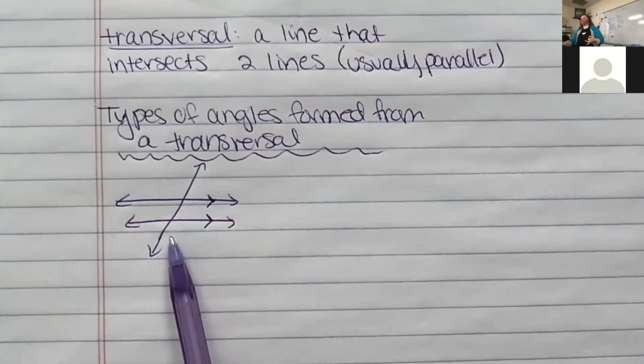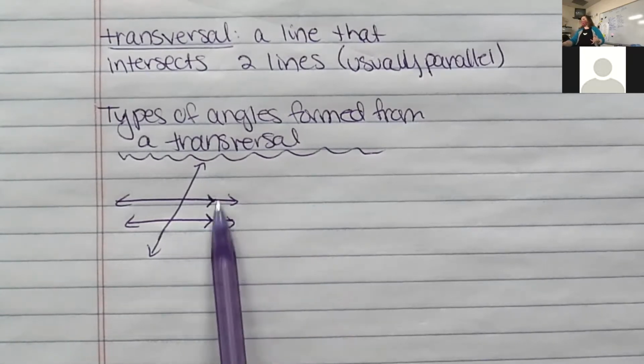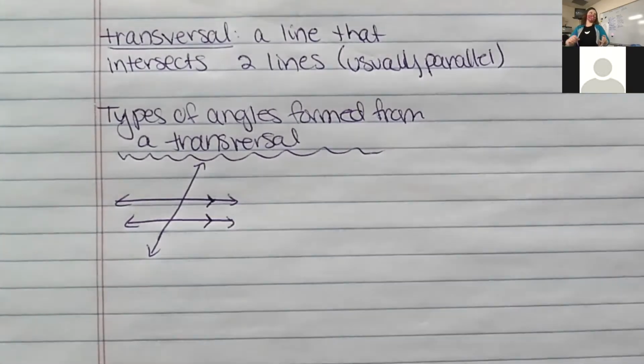Like in the slope? Yes, so these would have the same slope, because parallel lines have congruent slopes. That's true. Same slopes, equal slopes.